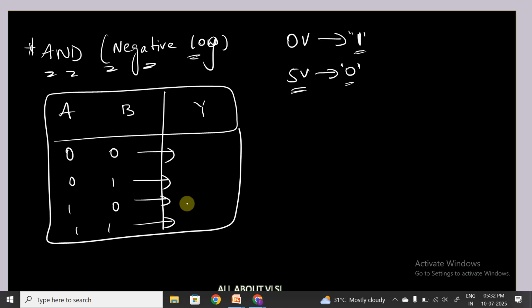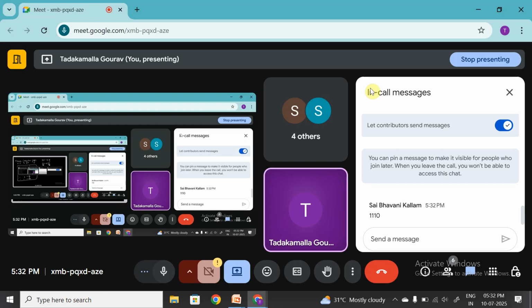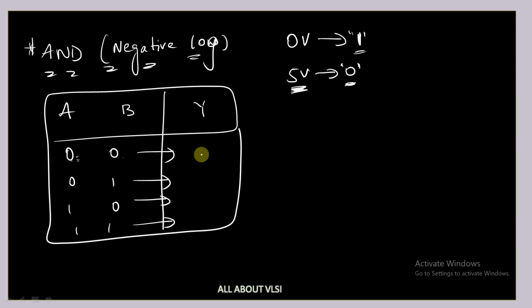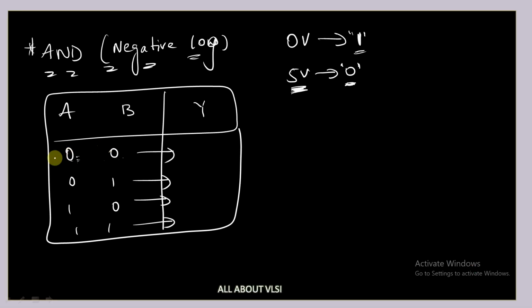Exactly. So 0 0 means high voltage, because your logic 0 is representing your high voltage. So the output also you are going to get is a high voltage. So how do you represent your high voltage? You are going to represent your high voltage with 0 or 1? This 0 is representing your high voltage, and this 0 is representing your high voltage.